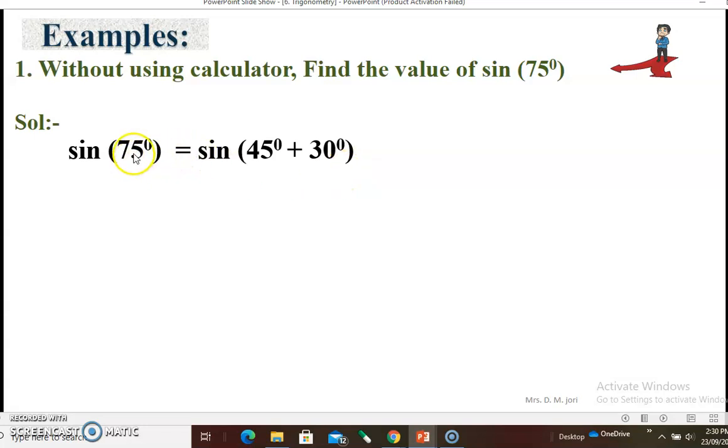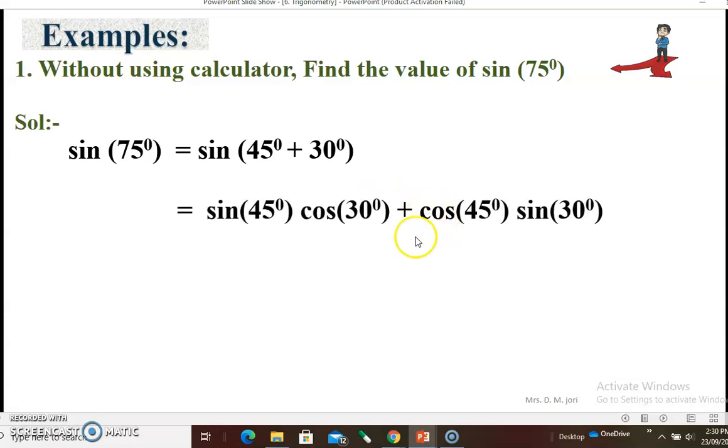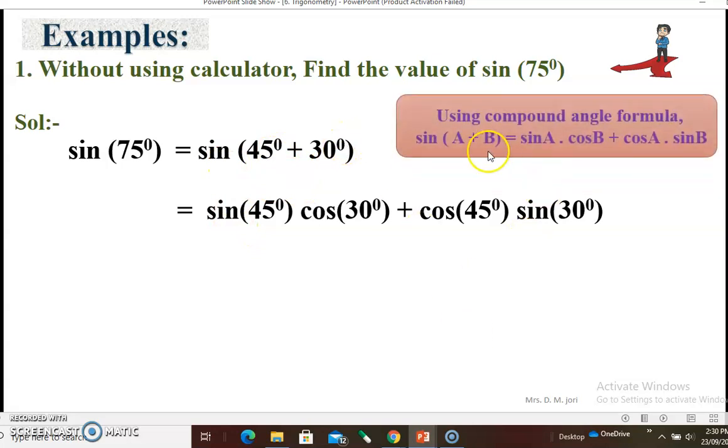You try to split the given angle into acute angles, or you try to convert it into a multiple of 90 or 180, etc. So let us split that 75 as 45 plus 30, because for 45 and 30 we know the respective values of sine and cos. For the revision, go through the revision video, where the table is already mentioned. So we can use the sine A plus B formula of compound angle.